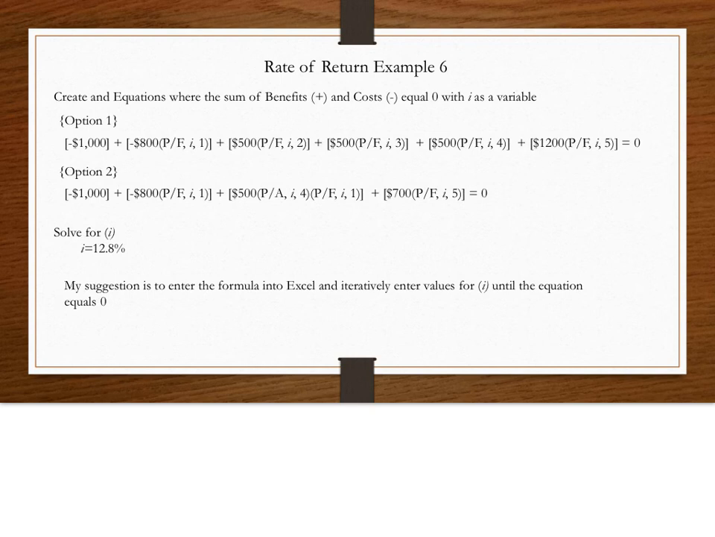This is why I suggest using Excel for rate of return problems. Essentially, you would create all of your PWNB or AMB equations and iteratively change the value of the interest rate until you get a present worth net benefit or annual net benefit of 0. In this case, we solved for I and got a rate of return of 12.8%.